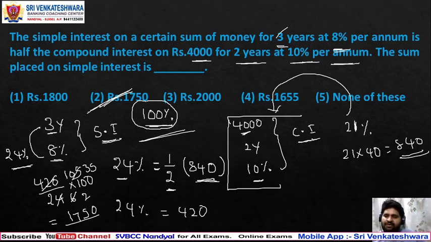10% for 2 years, if I do compound interest, I'll get 21%. 21% on 4,000 is 840. Half of 840 is 420. If that 24% is 420, what is the 100%? So 100% I'll get 1750.